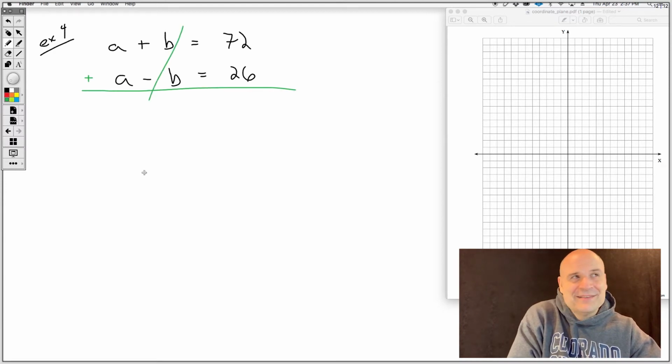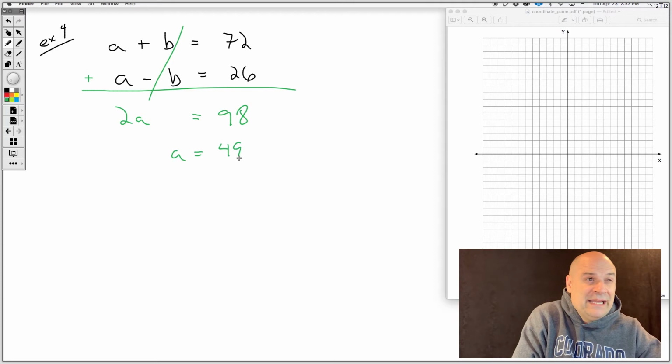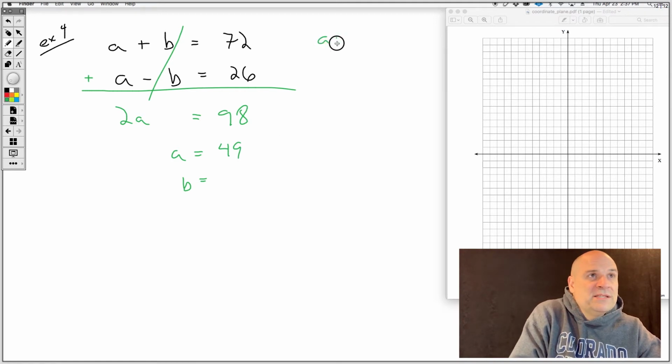Those guys cancel. So you're left with 2A equals 98. A equals 49. Awesome. So B has to be whatever 49 plus that is. Okay, so let's just plug that in. A plus 49 equals 72.